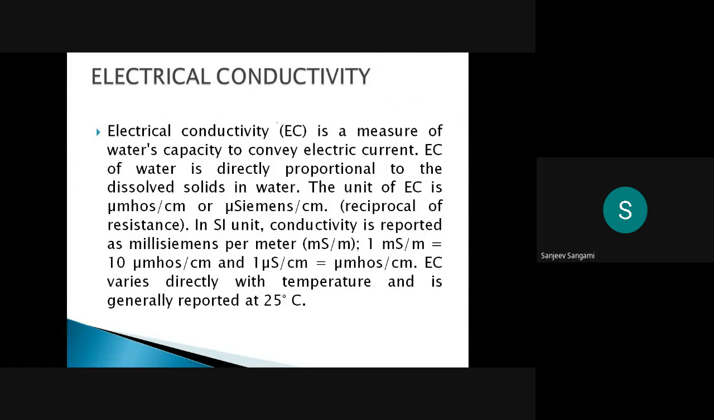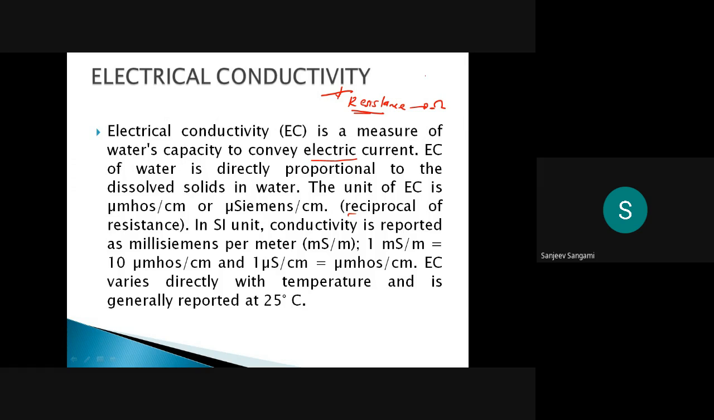Then we'll move on to one very important parameter, that is electrical conductivity. Electrical conductivity is the measure of the water's capacity to convey the electric current. The reciprocal of the conductivity is resistance. Resistance is measured in ohm.